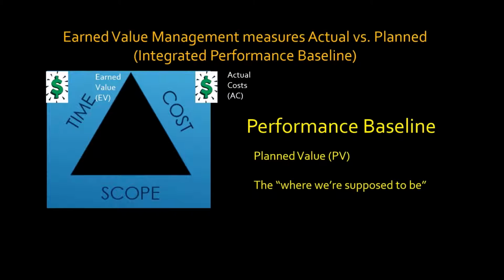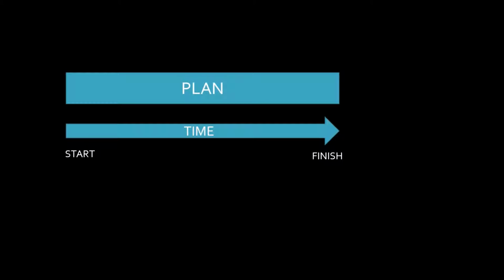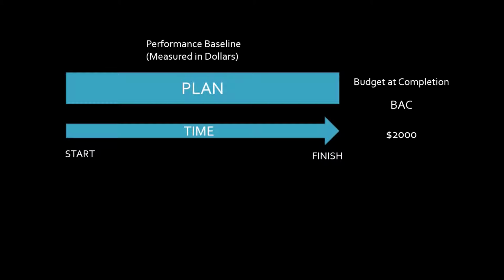Let me show you how that works, folks. Okay, so let me show you how it works, all right? Here's our plan across time, from the start of the project to the finish of the project, all right? We're going to put this in a performance baseline that we're going to measure in dollars, and I'm going to show you how that's done, okay? Budget at completion, let's say for this little example here, we're going to say we have a little project that we're doing, and our budget for this project is $2,000, okay?